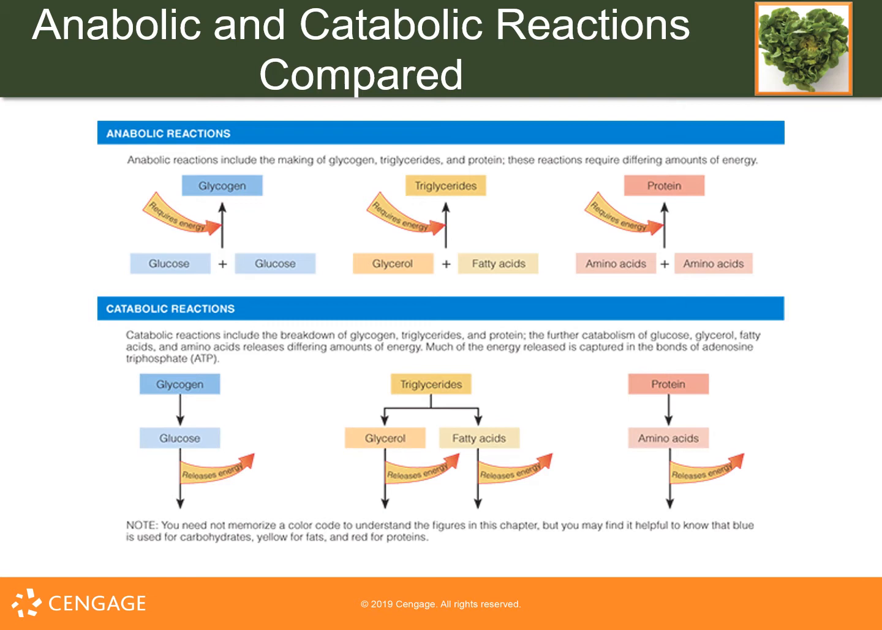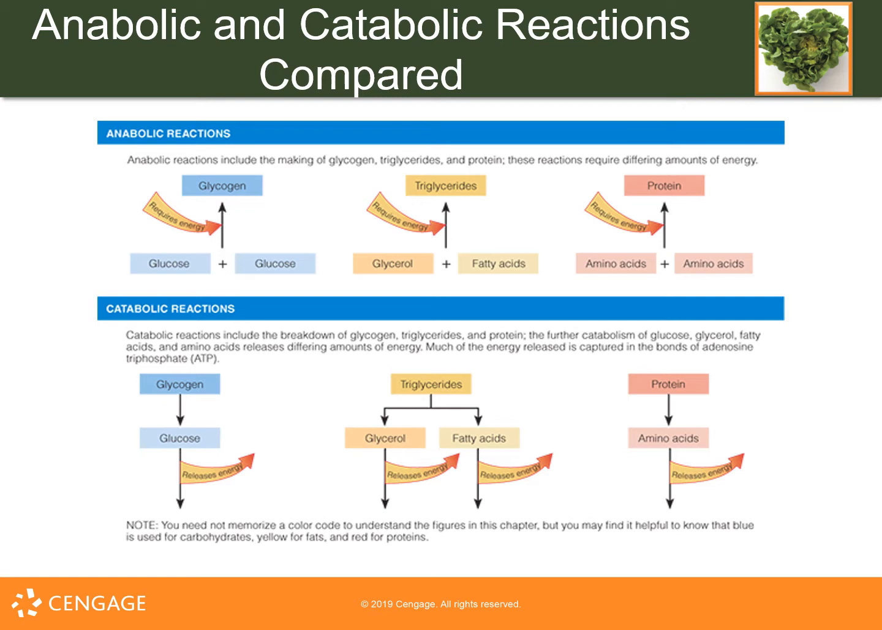You can see at the top portion of this slide, you have the first reaction in blue, which is glucose and glucose coming together to form glycogen. This requires energy. The middle option, that yellow color, is glycerol and fatty acids, again coming together, requiring energy to form triglycerides. And the last anabolic reaction example is in red, and that's when you bring amino acids together, requiring energy to form protein.